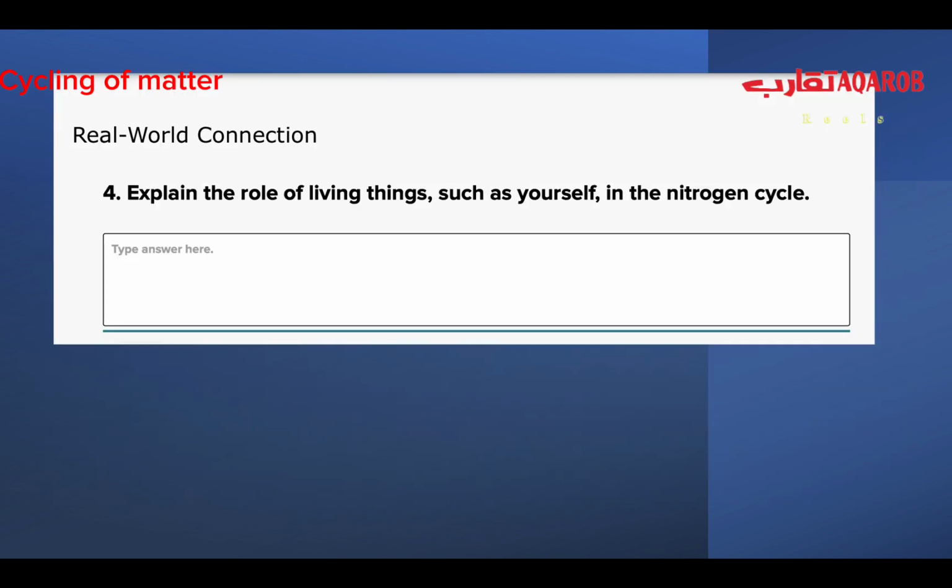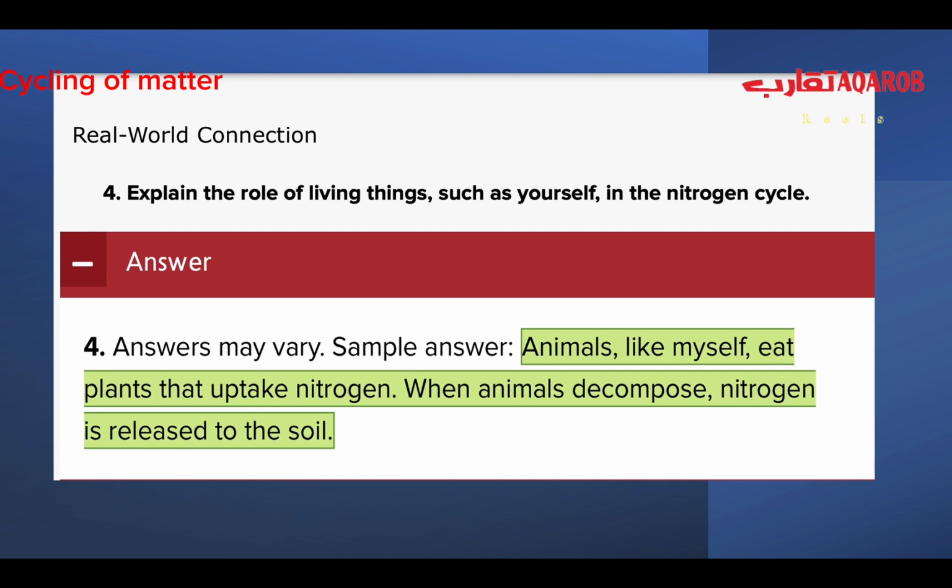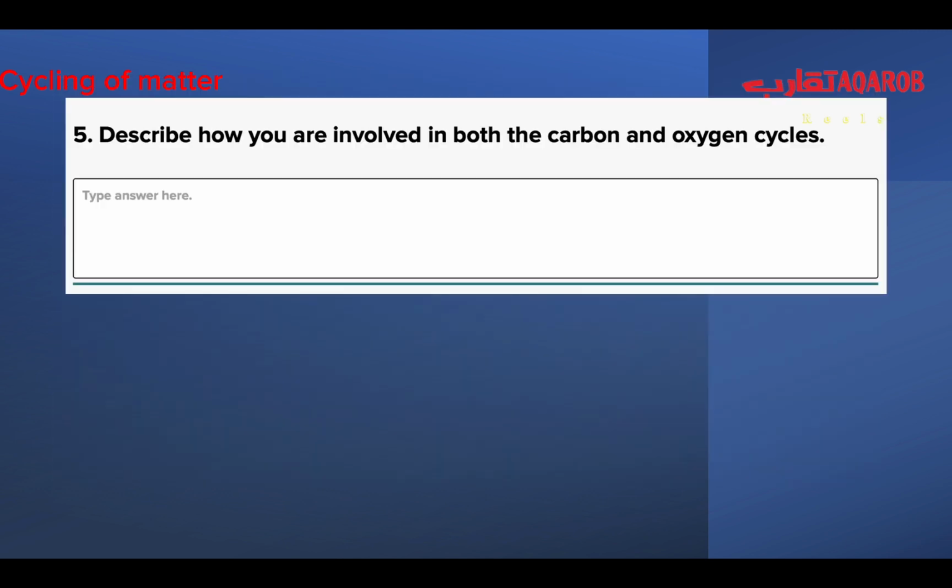Explain the role of living things such as yourself in the nitrogen cycle. How do you contribute to the nitrogen cycle? What do you think? So animals like myself eat plants that uptake nitrogen. When animals decompose, nitrogen is released to the soil.